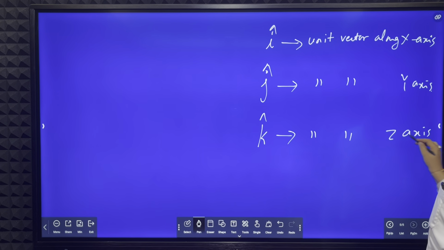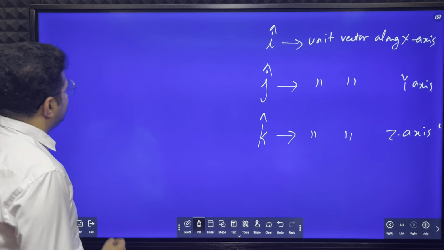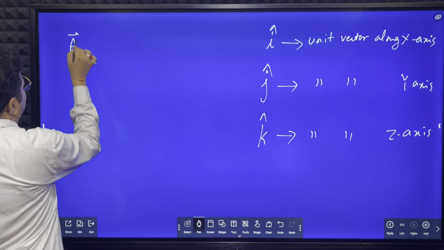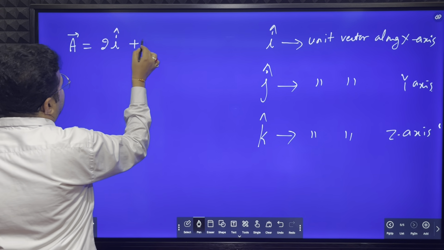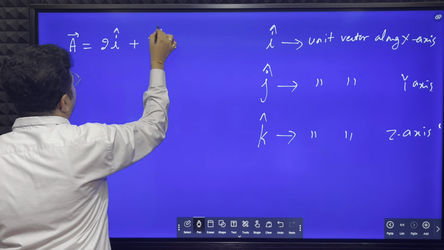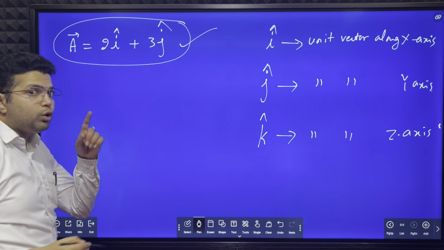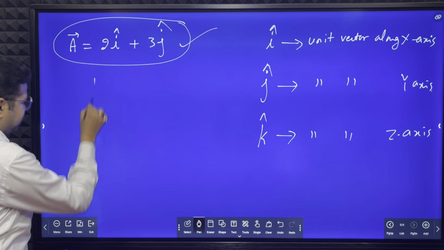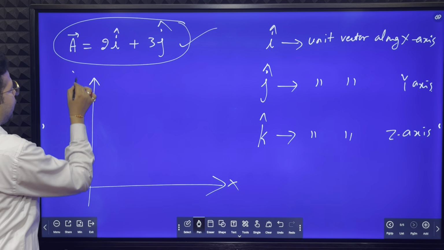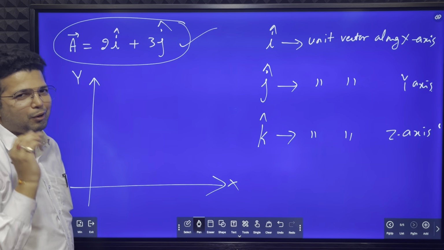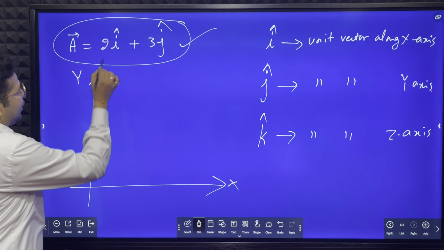Now I'll tell you one important thing. Let us suppose that one vector is given to you. A vector A is given by 2i cap plus 3j cap. How to represent this graphically? See, very, very important. Listen, x, y, along with the video. Do your notes. Okay, I cap means what?